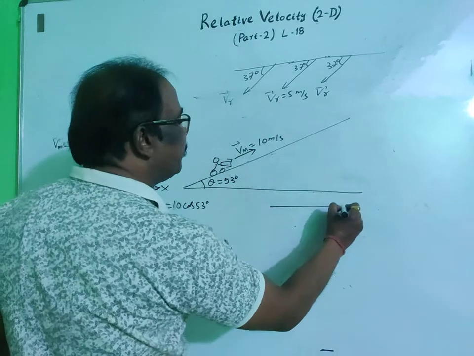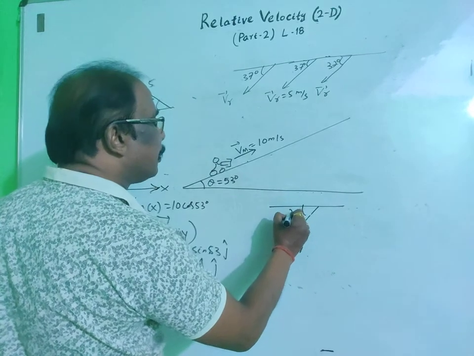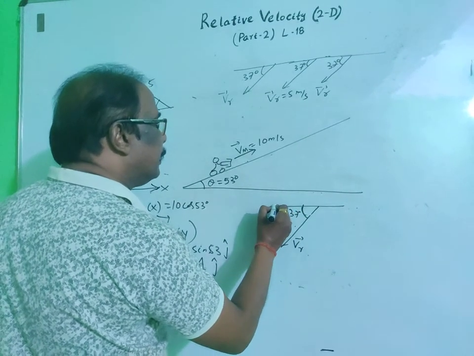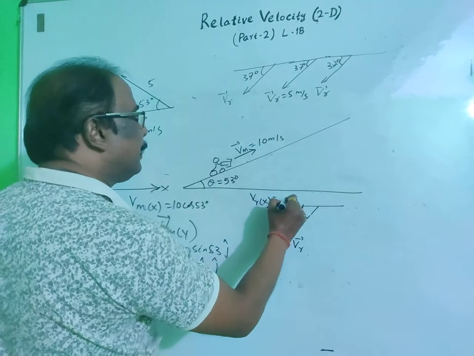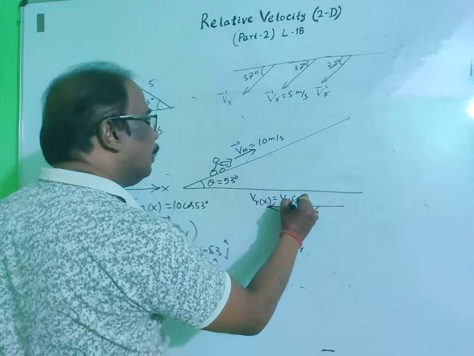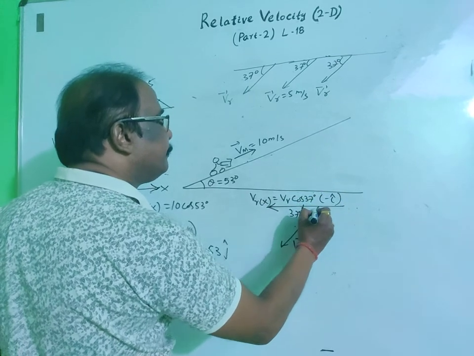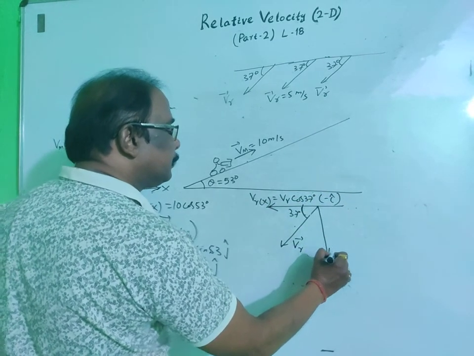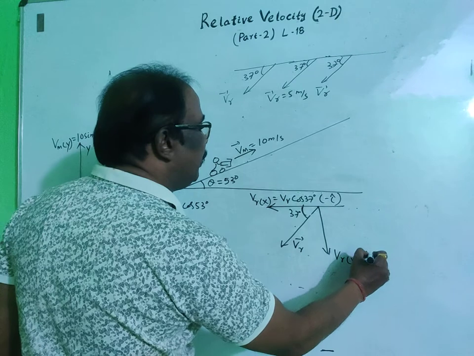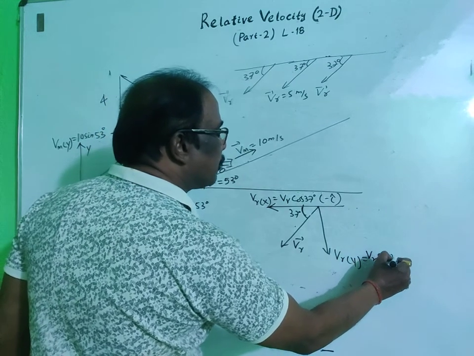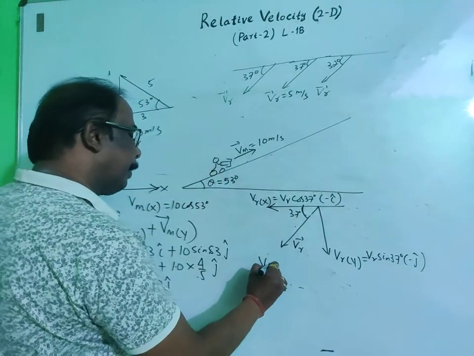Velocity of rain: see, rain is falling along this direction. This is velocity of rain, and this angle is 37 degrees. This is velocity of rain along x-axis, we may take it as Vr cos 37, direction is minus i cap. This is the vertical component, velocity of rain along y-axis, Vr sin 37 into minus. Then Vr in vector form.